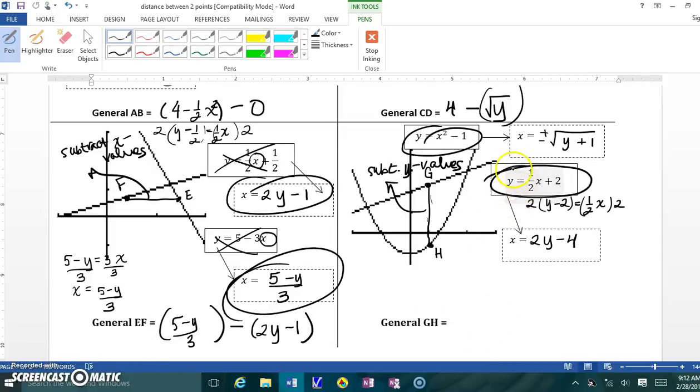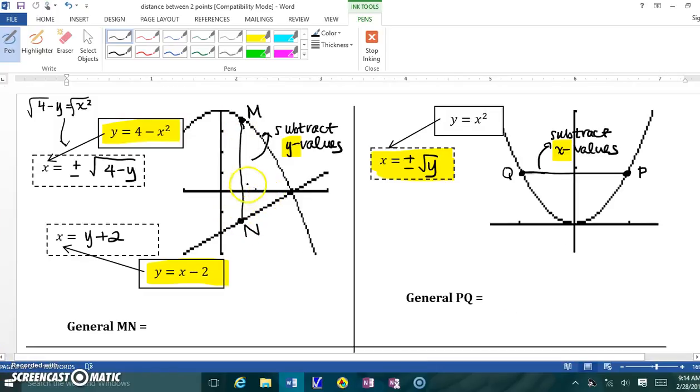For the G, I'm going to take the y value that represents G, and that's the line, 1/2 x plus 2. And I'm going to subtract the y value down here, and that's the parabola. And again, we're using the y value of it. So 1/2 x minus 1.